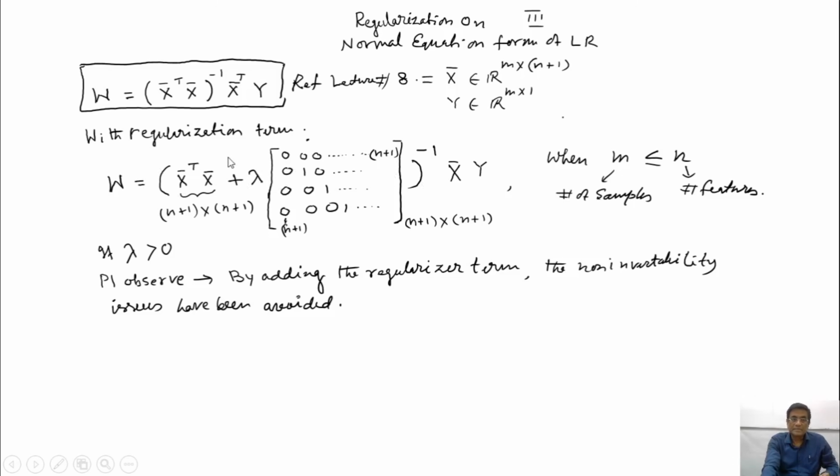And this is a problem, especially when the number of samples is very much less than, or less than or equal to, the number of features. Then you will definitely get some rows which are dependent, and the non-invertibility issue arises. You could not use this, but by simply adding a regularizer term, you could actually use the normal form of the equation.